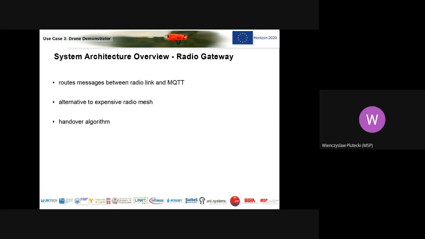The most important part is the handover algorithm, so that only one instance of radio gateway talks to the drone at the moment. So all the instances need to vote which one will be the active one. And when the drone moves away from one instance, it gets closer to another instance, the signal level changes, and these instances vote again to choose which one will be talking to the drone further.